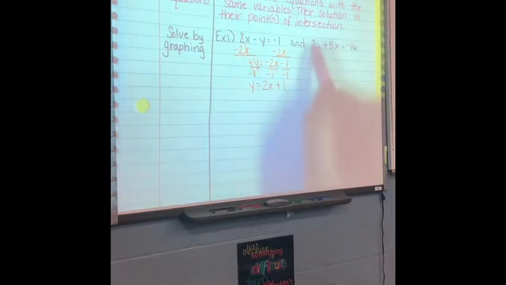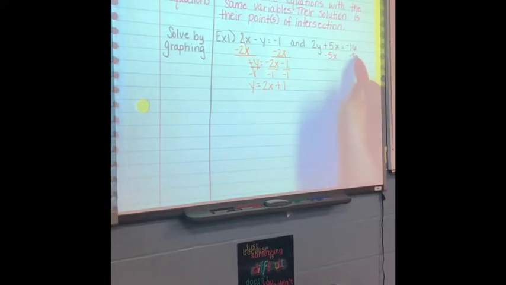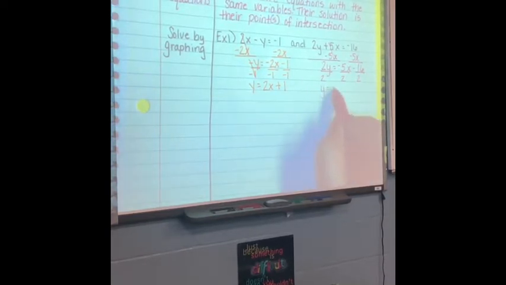Okay, and then here I'm going to subtract 5x from both sides. So that gives me 2y equal to negative 5x minus 16. And I'm going to divide everything by 2. So I get y equal to negative 5 halves x minus 8. So now I'm going to sketch a graph so that we can put this on the graph.